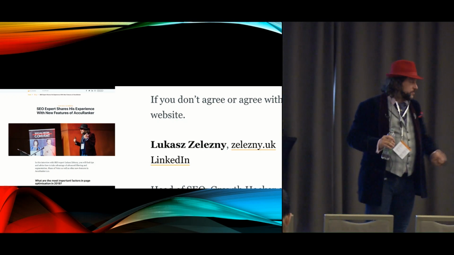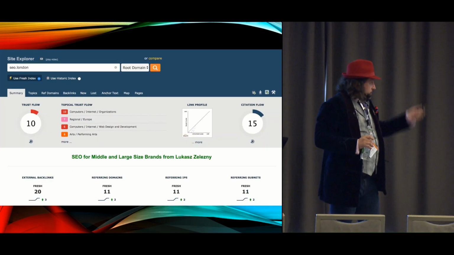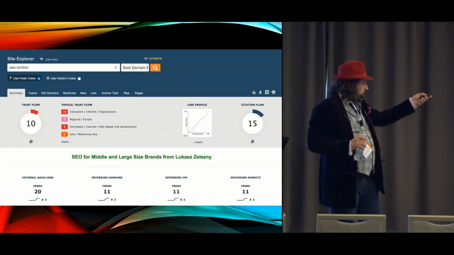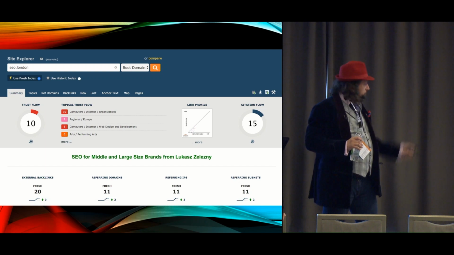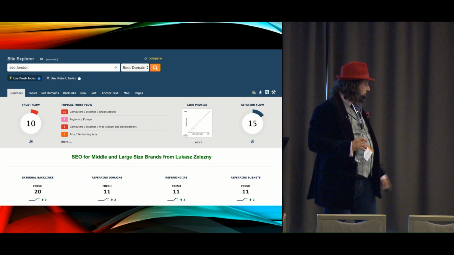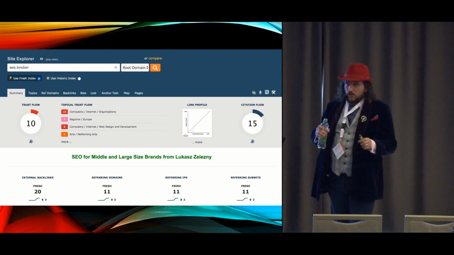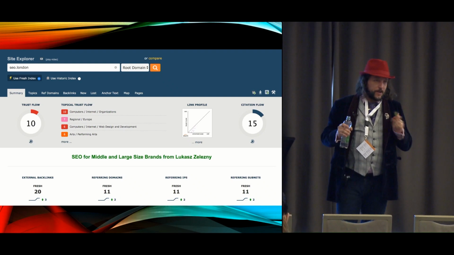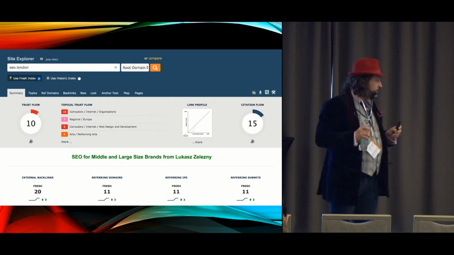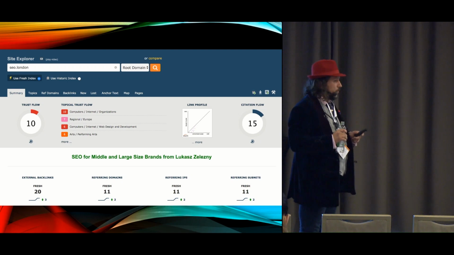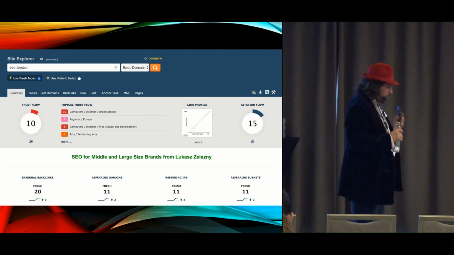And they were like, yeah, sure, no problem. So this is SEO London after some time. 11 domains linking to this domain, and 20 fresh backlinks, 11 unique IP numbers, and there are 11 unique C-class. And maybe this volume is not big, but my point is, whatever I'm doing with SEO, I don't want to go any way shady or black hat.